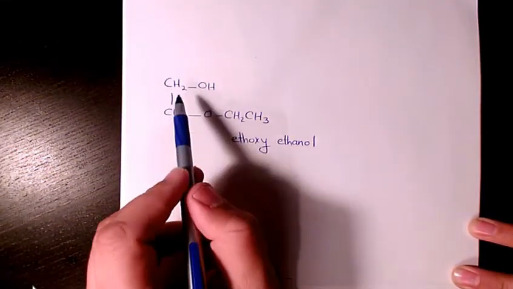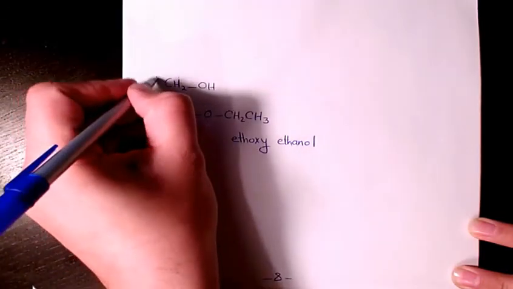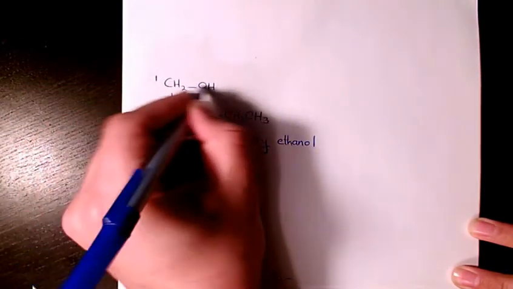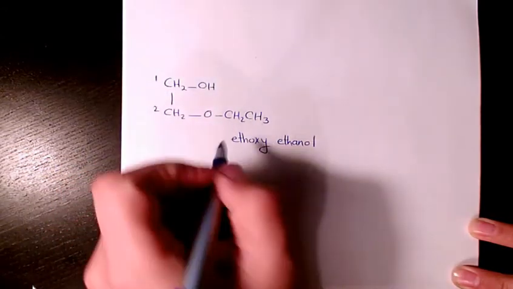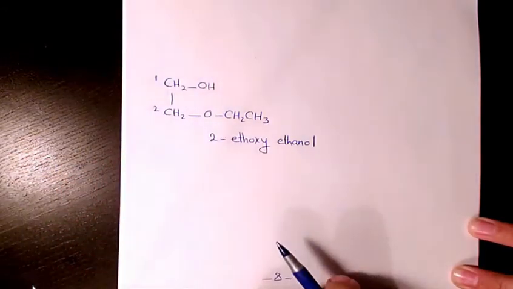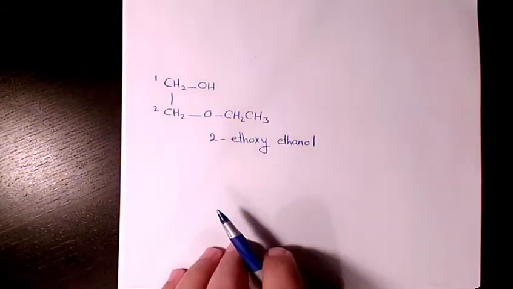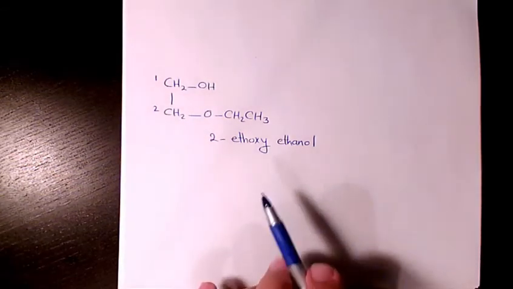And since it connects to the second carbon here, because this one is connected to the alcohol group, it's going to be number 1. This one is going to be number 2. So we call it 2-ethoxy ethanol. So that's how you name this organic compound.